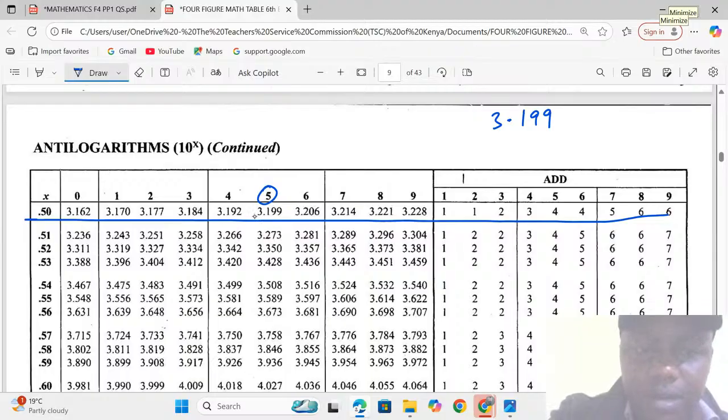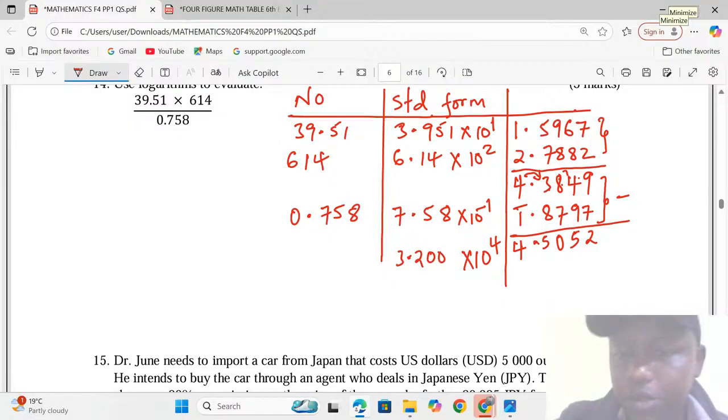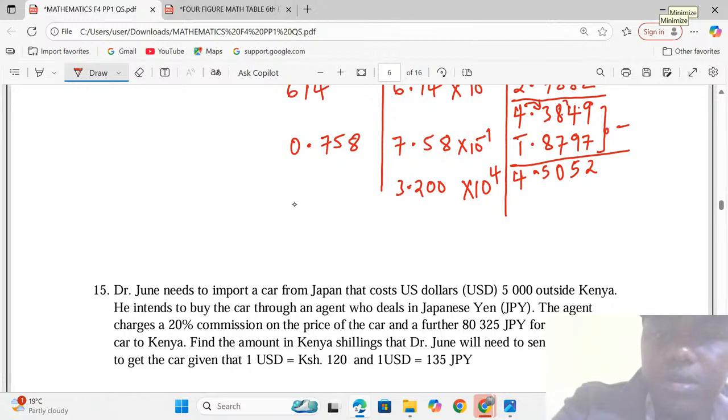Then that is after 50. Then we go to 5. The other thing, we should go now to 2, which is a 1 at that point. So this becomes 0. We carry 1 again. This becomes 0. We carry 1. This becomes 2. Then, so 3.200. Now, when we multiply by 10 power 4, we should get 32,000.